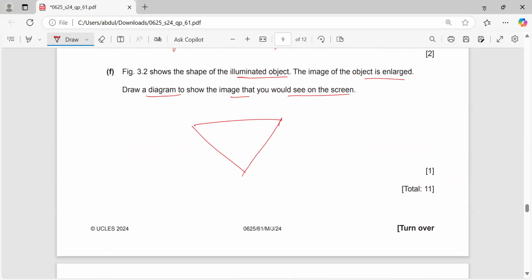So be very concentrating in the exam and observe. Go back to figure 3.2 and it is formed on the screen. It means it is a real image, and a real image is always inverted, upside down.